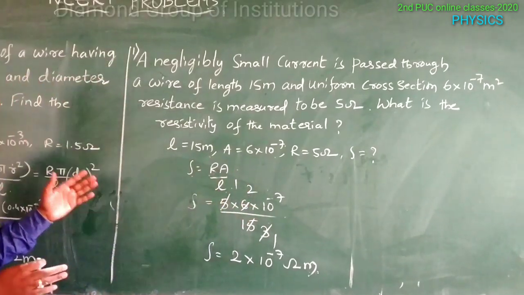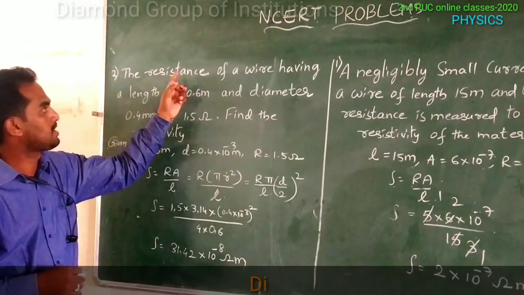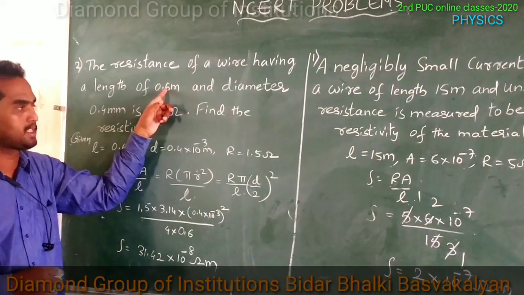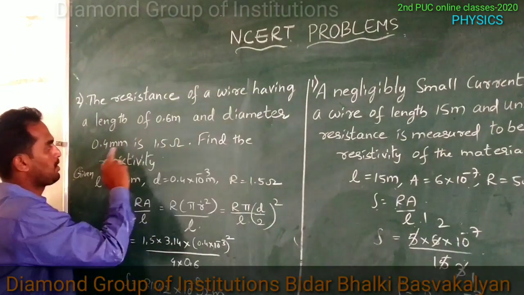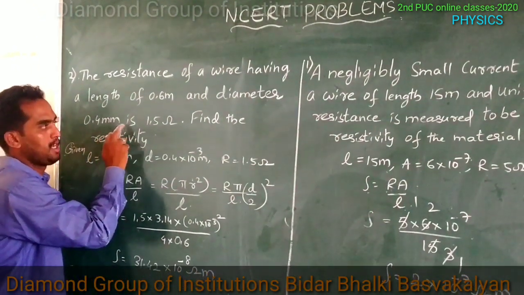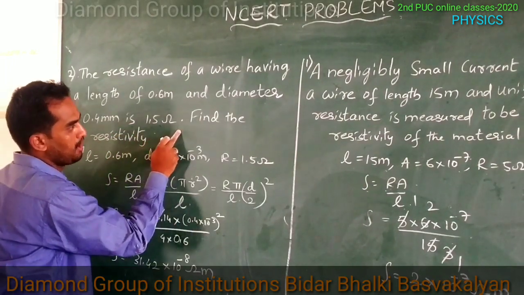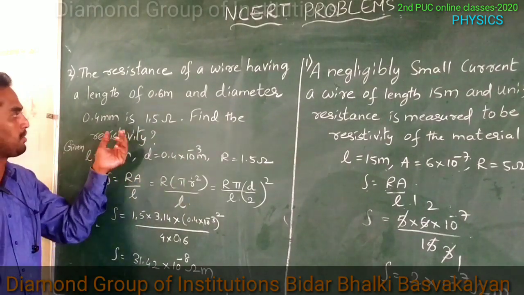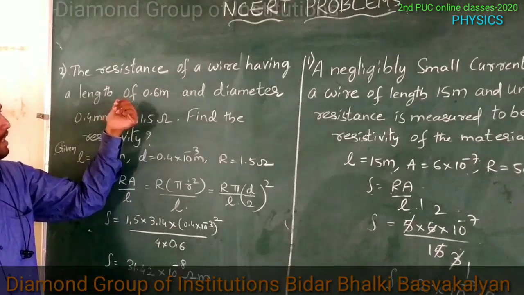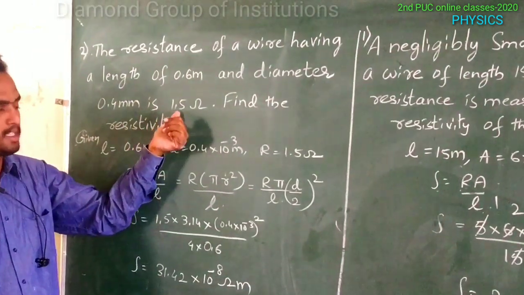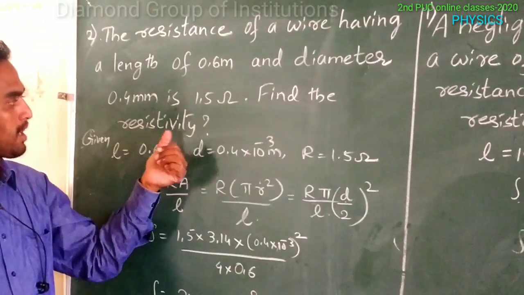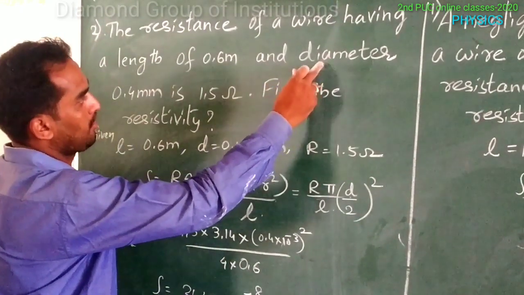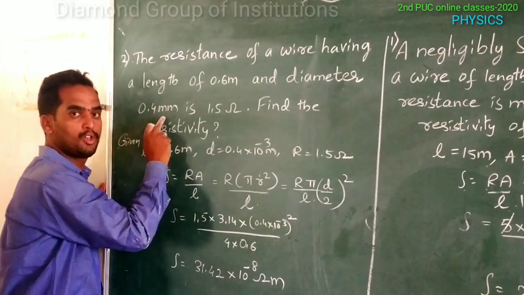Similar method problem here. The resistance of a wire having a length, what is the length value given? 0.6 meter. And the diameter value is given as 0.4 millimeter, and the resistance is 1.5 ohm. So find the resistivity. Again, same method problem, same values. See here, length value is 0.6 and the resistance is 1.5, the question mark is resistivity, and here the diameter value is given as 0.4 millimeter.